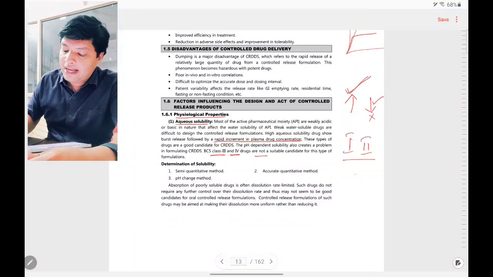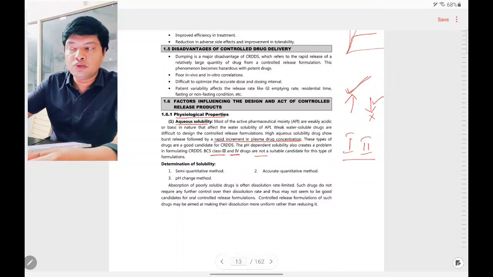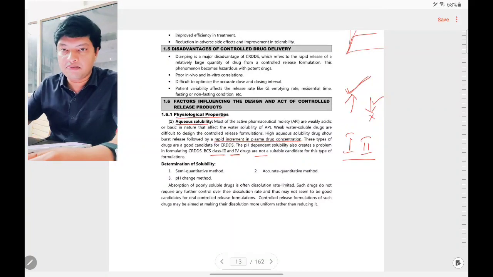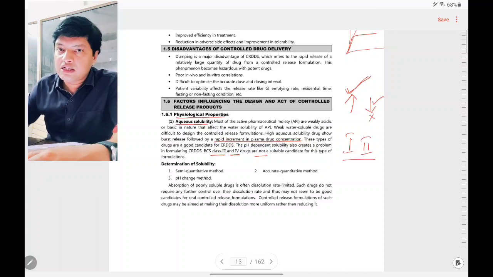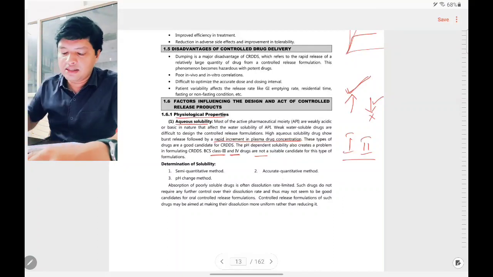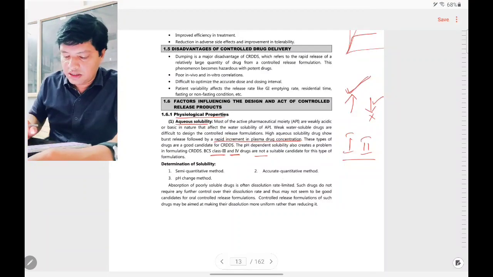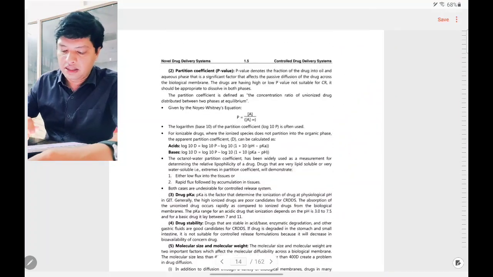I can control only the release of the drug from the dosage form, but I assume that it has good permeability for absorption. Even though it has high solubility, if the permeability is not there, then I can't design it as a controlled release dosage form. So this is about the aqueous solubility of the drug.